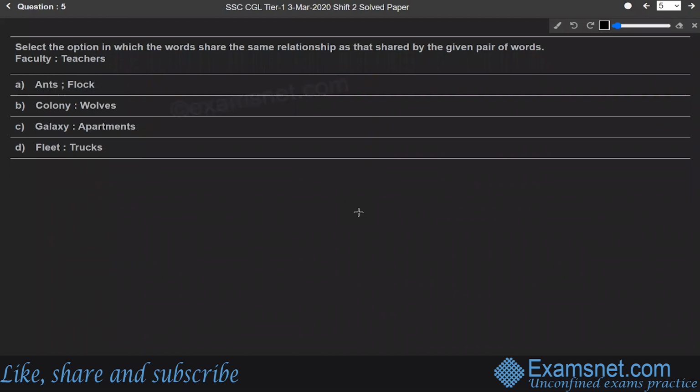Next question is, select the option in which the words share the same relationship as that shared by the given pair of words. The given pair of words are faculty and teachers. So, to get the correct answer for this question, first we need to understand what is the relationship between the given words, that is faculty and teachers. Faculty is generally described as group of teachers.